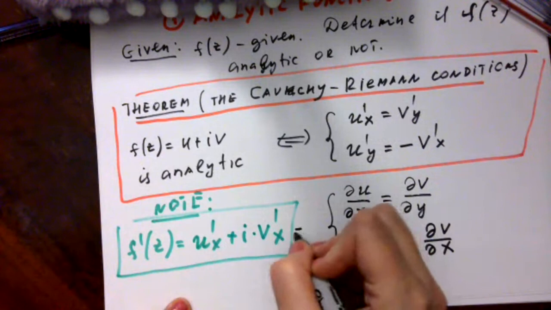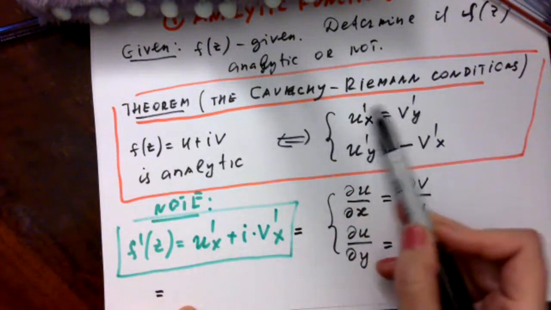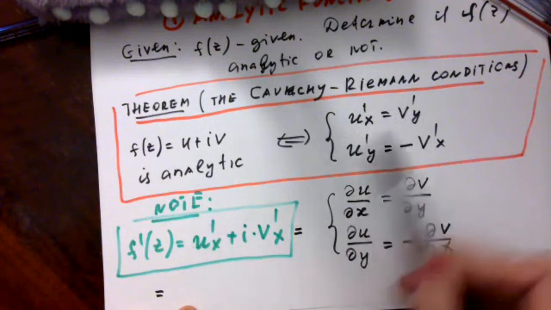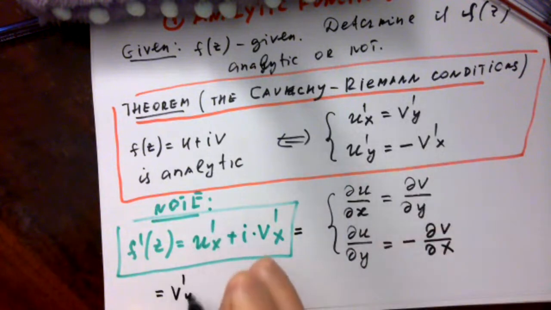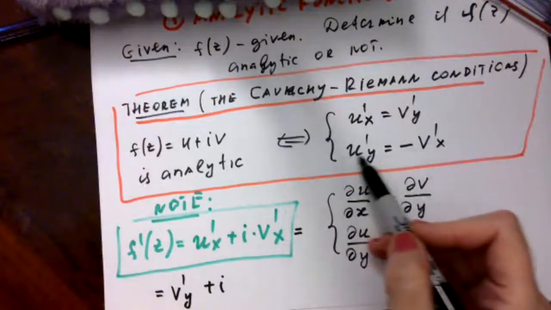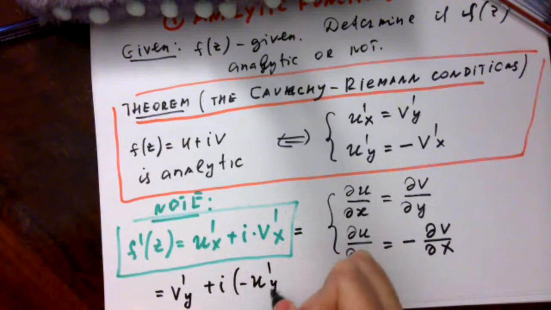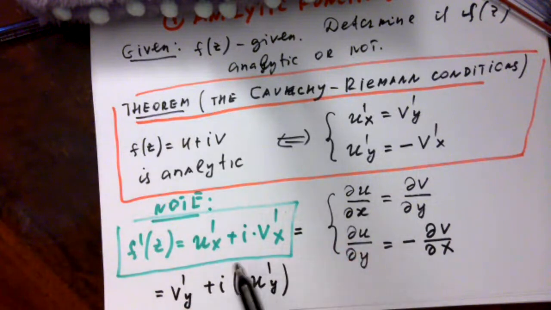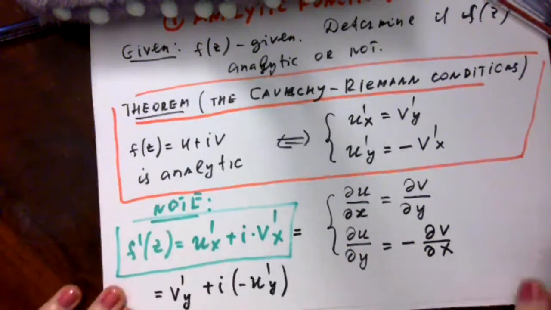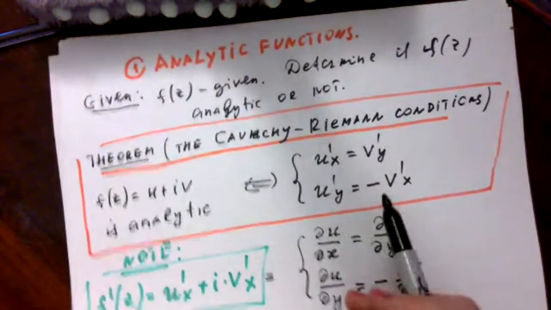Of course, you can write this expression in a little bit different way. If you use these equations, instead of u prime x, you can use v prime y, of course. And instead of v prime x, according to the second equation, you can substitute minus u prime y. But it's not absolutely necessary. I think it's enough to know at least one formula for the derivative. Okay, so that's all question six is about.